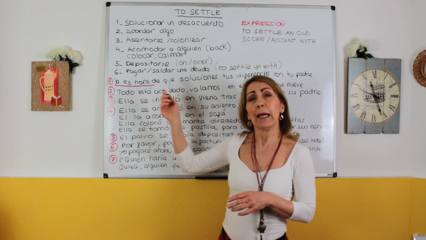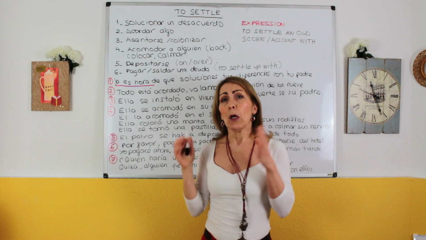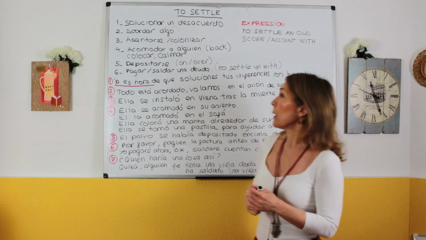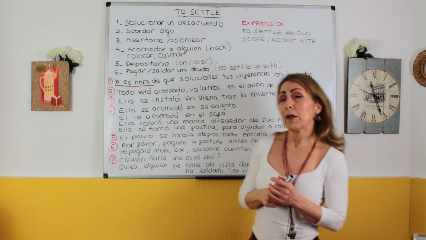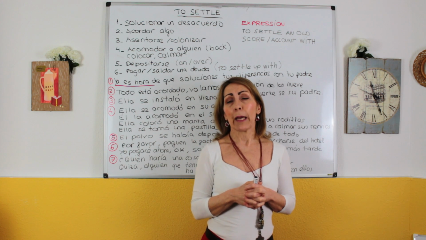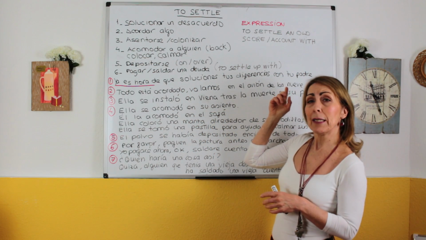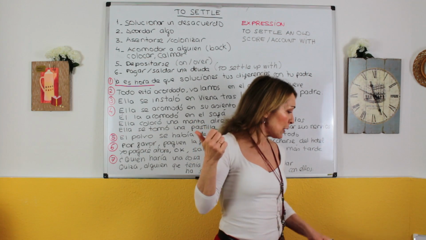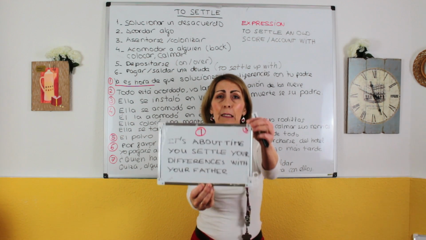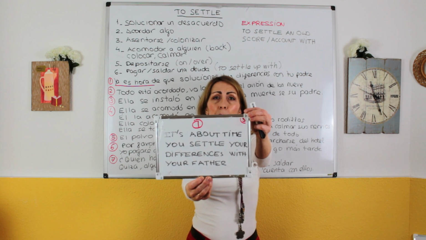How do you say ya es hora? We say with the pronoun, it's about time. When you say it's about time, it means ya es hora de lo que sea. Ya es hora de que soluciones tus diferencias con tu padre. I'll wait for you. Okay? It would be, it's about time you settle your differences with your father. Here you have the sentence, and you can read here how it's written.